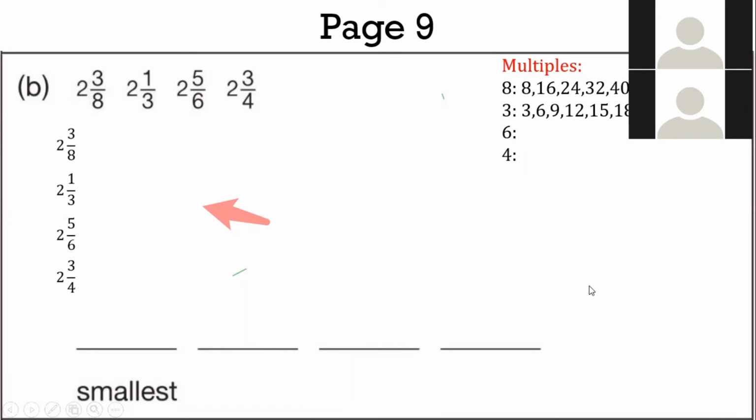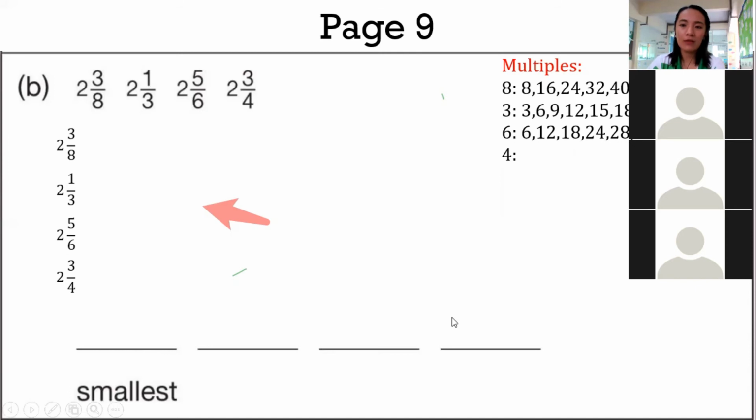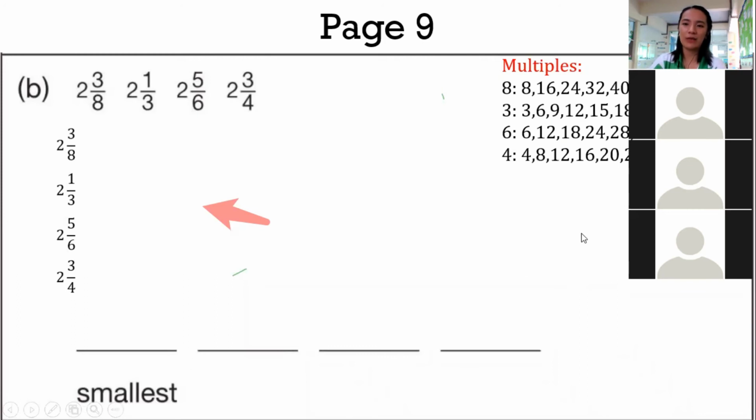So next will be the last one, 4. Can you give me the multiples of 4? 4. What's next? 8. 12. 16. Okay. What's next? 20 and 24. Very good. So 4, 8, 12, 16, 20, 24, and 28. Very good. So that's the multiples of the denominator 4.